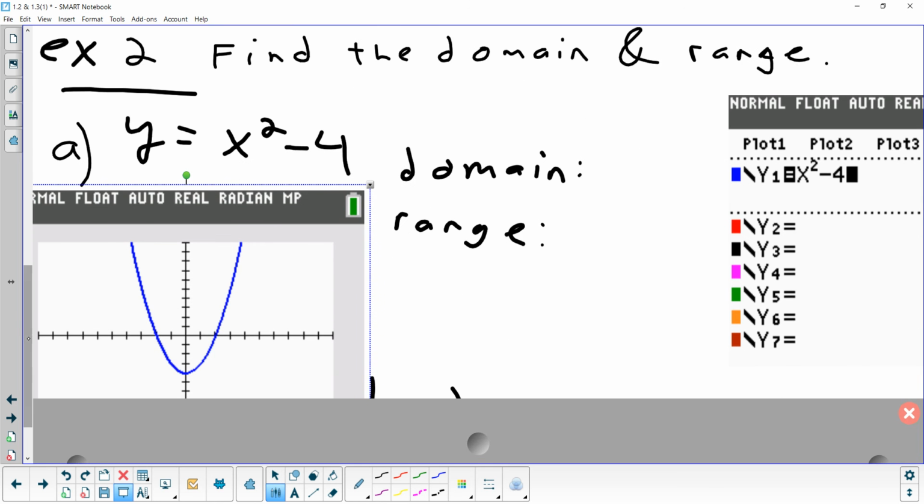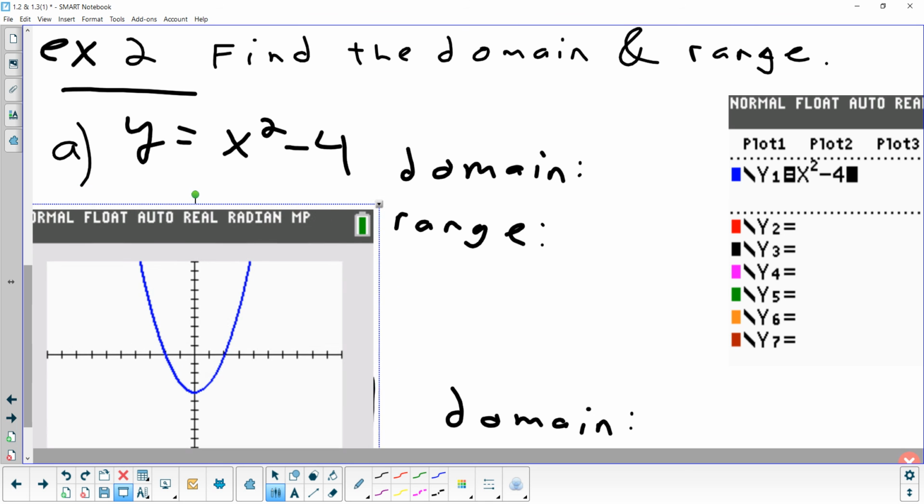All right, so let's think about the domain. The domain is left and right. Think of how far this graph is going to go left and right. How far to the left is this U shape going to go? If I were to zoom out, I could keep zooming out forever. Where would the U shape end and then stop going to the left? That's what I'm asking.